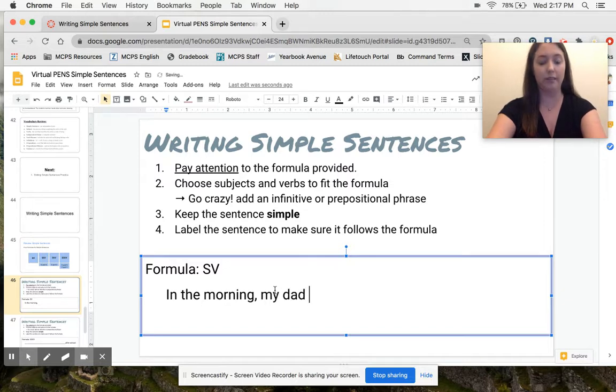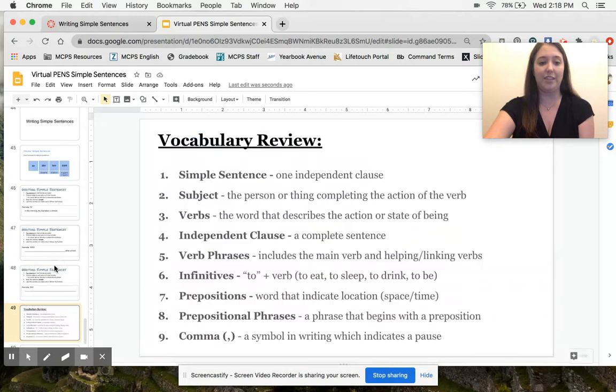My dad takes a shower. Okay. In the morning, my dad takes a shower. I have a prepositional phrase, my subject, and my verb. Oh, I did that backwards. My subject is my dad, and the verb is takes. And that's it. Now we have a simple sentence that follows our formula. Let's try another example.